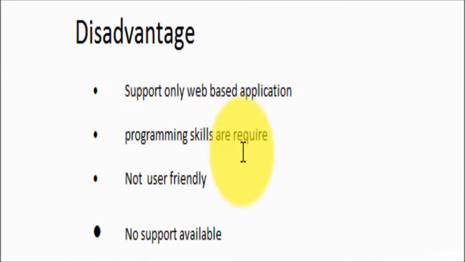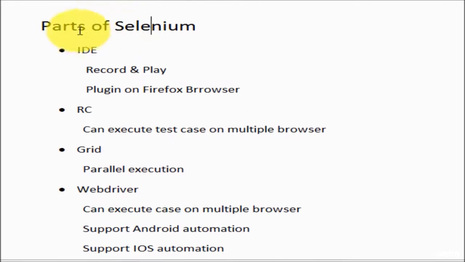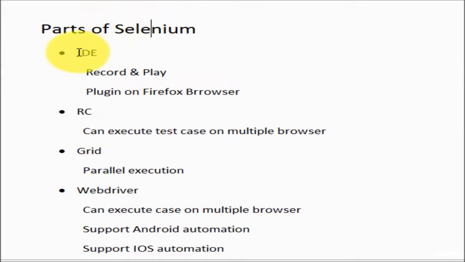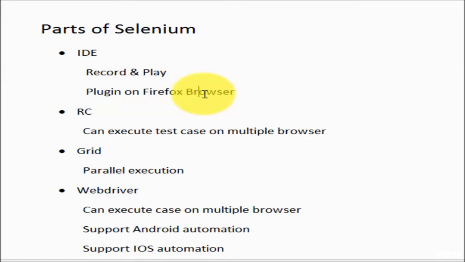So here we have seen what is Selenium, advantages of Selenium and disadvantages of Selenium. Moving to next, the parts of Selenium. We have 4 components: Selenium IDE, RC, Grid and WebDriver. Selenium IDE is used for record and play. It's a plugin on the Firefox browser. We are going to install a plugin on the Firefox browser, and it supports record and play, meaning we can record our test cases and play our test cases as well, but only on the Firefox browser.